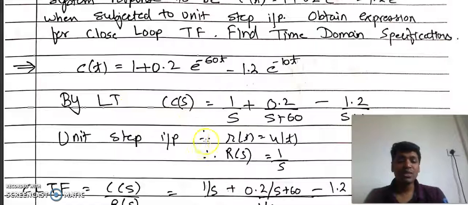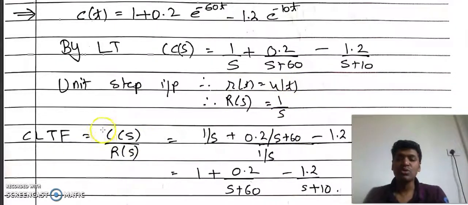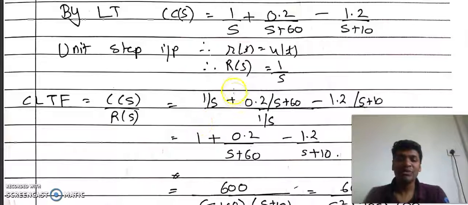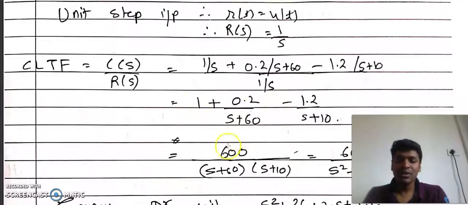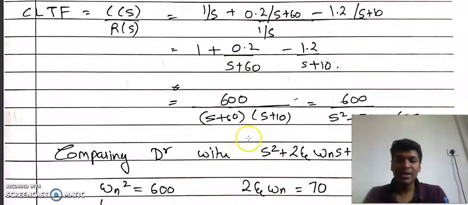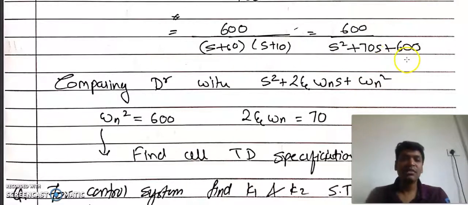Now input was R of t. So R of t was your unit step, U of t. So taking again Laplace transform, R of s was 1 by s. Laplace transform for unit step function is 1 by s. So your closed loop transfer function is C of s by R of s. I will substitute the value of C of s divided by R of s and then simplify it. Cross multiply and simplify. You will get that closed loop transfer function to be 600 divided by s square plus 70s plus 600.